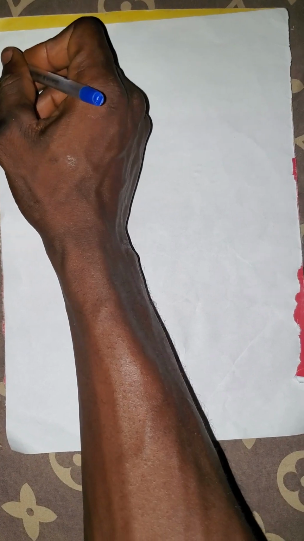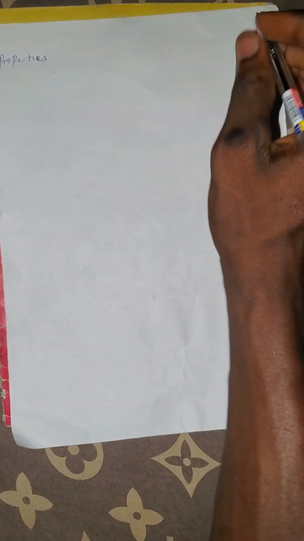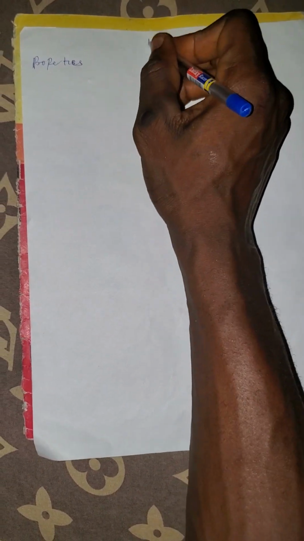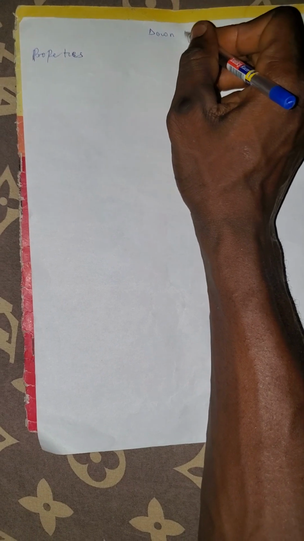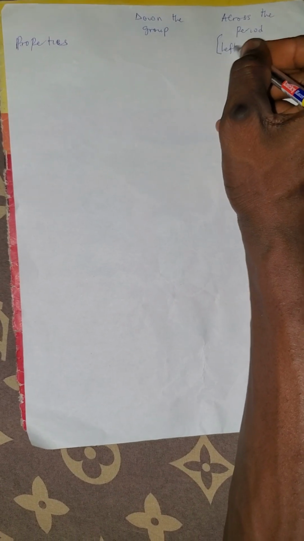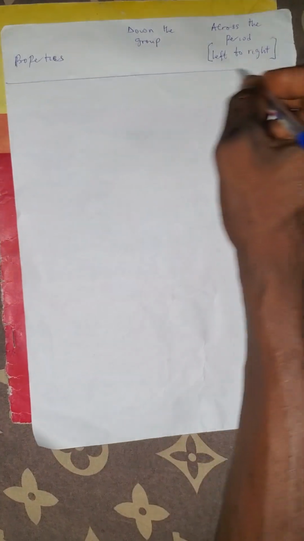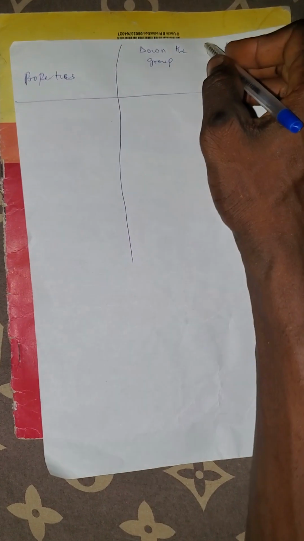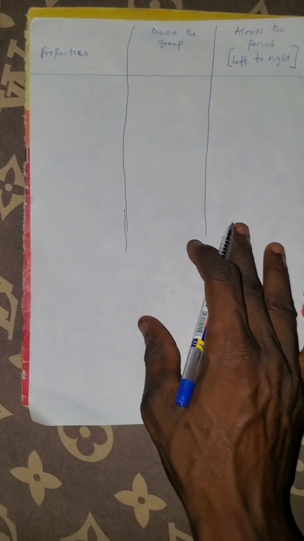Now let me talk about some properties, the properties down the group, and at the same time across the period. Across the period, I'm talking about from the left of the period to the right. From left to right. What am I talking about?